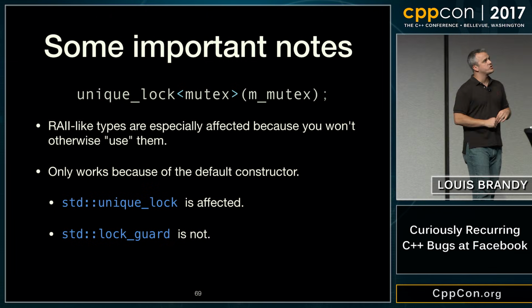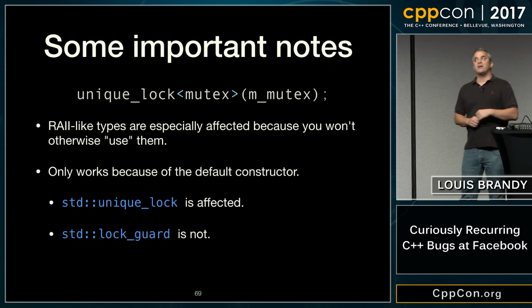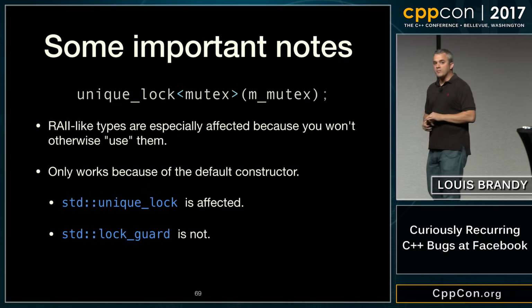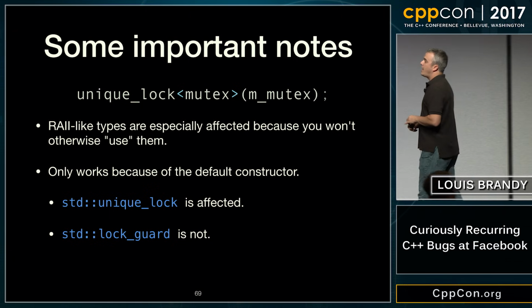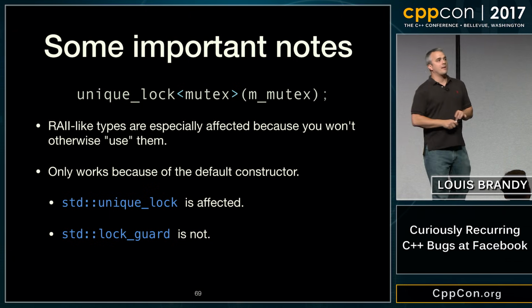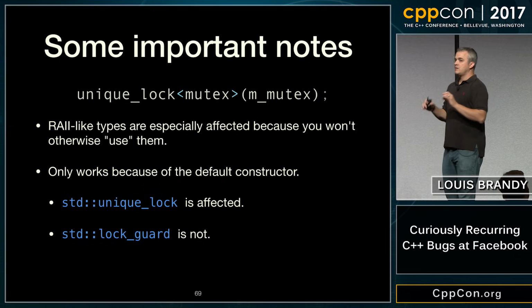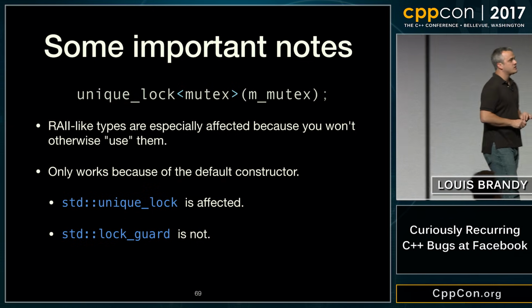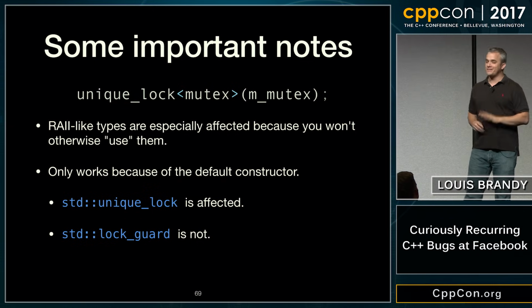C++17 has a thing called scope lock, and it's entirely unclear to me if it suffers from this problem or not, because it's complicated. As of yesterday, when I put it into Godbolt, Clang will not compile it, and GCC will. I'm not sure. So scope lock may or may not have this problem in C++17.